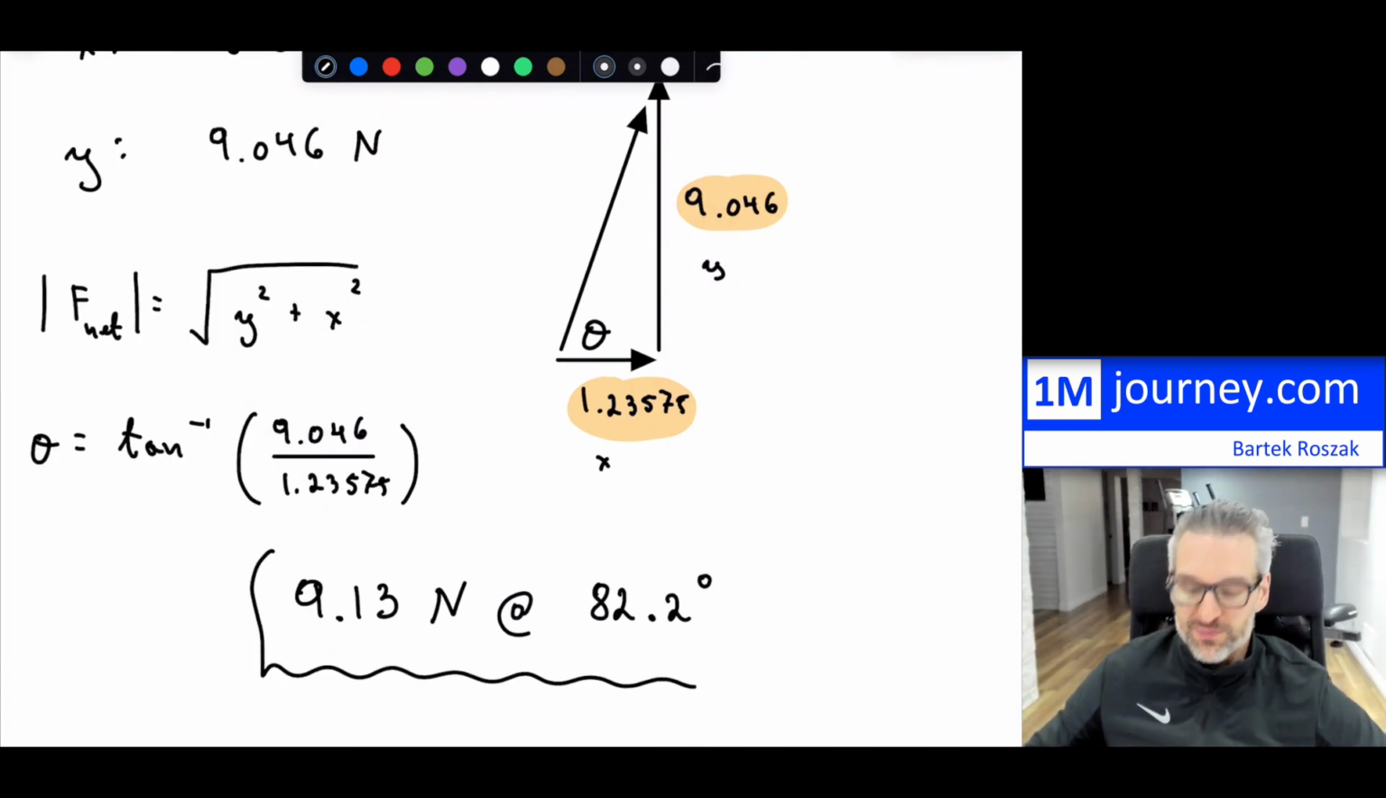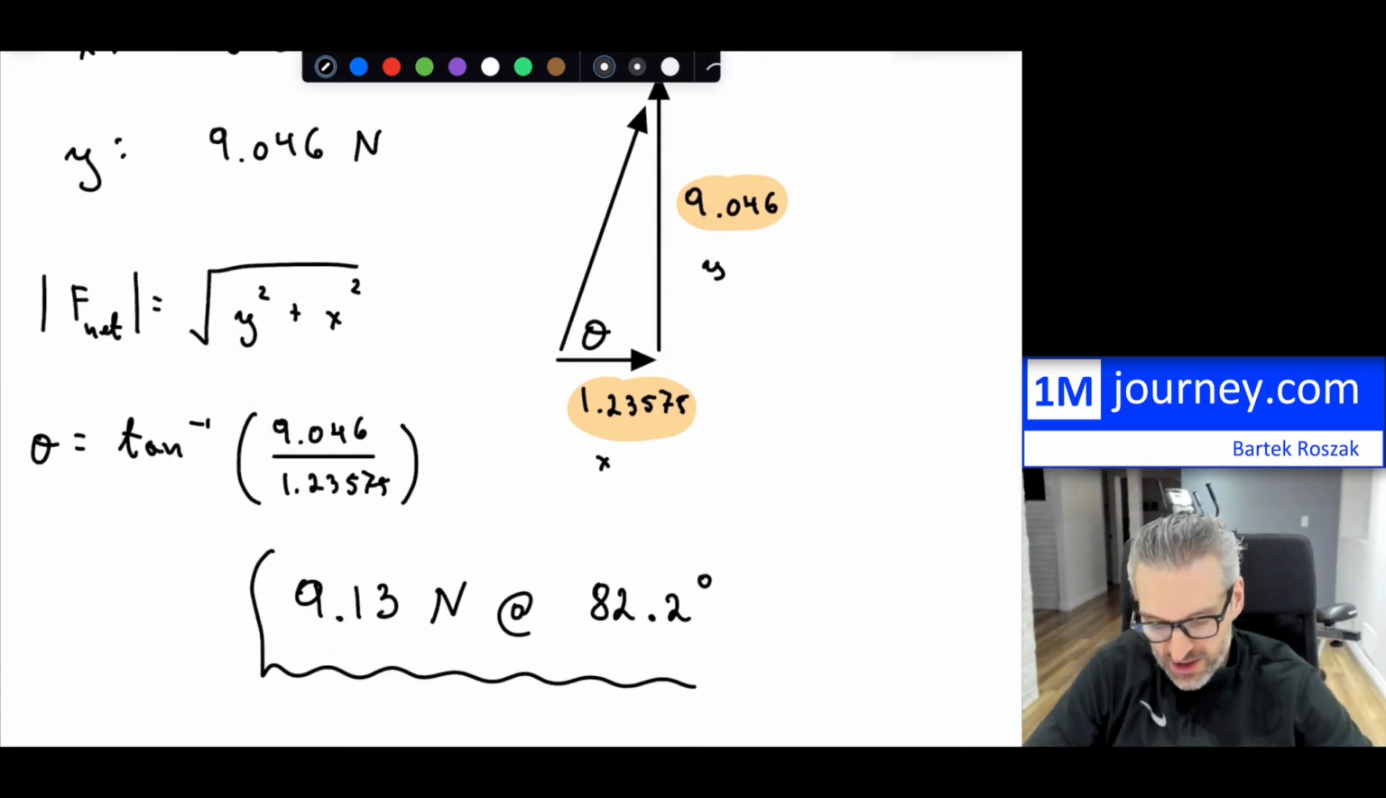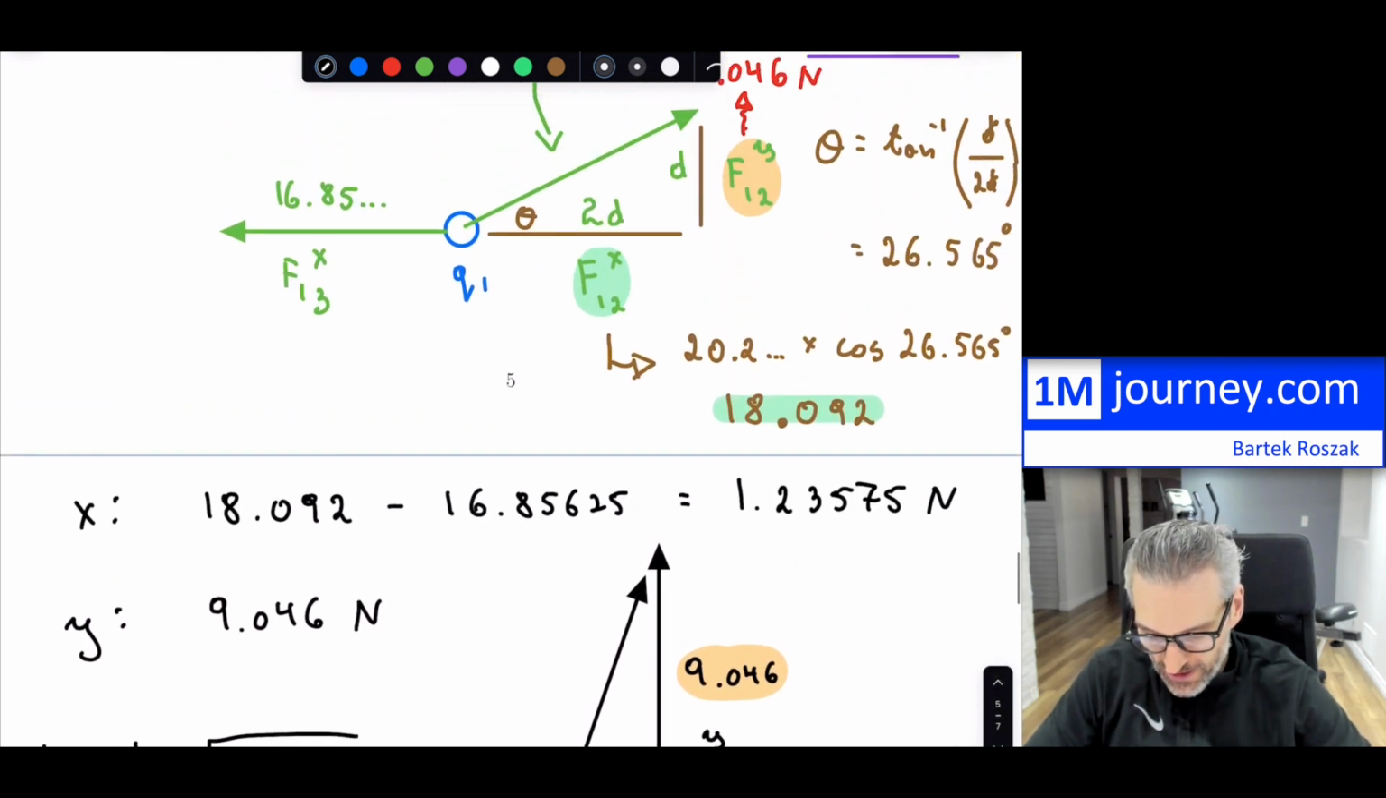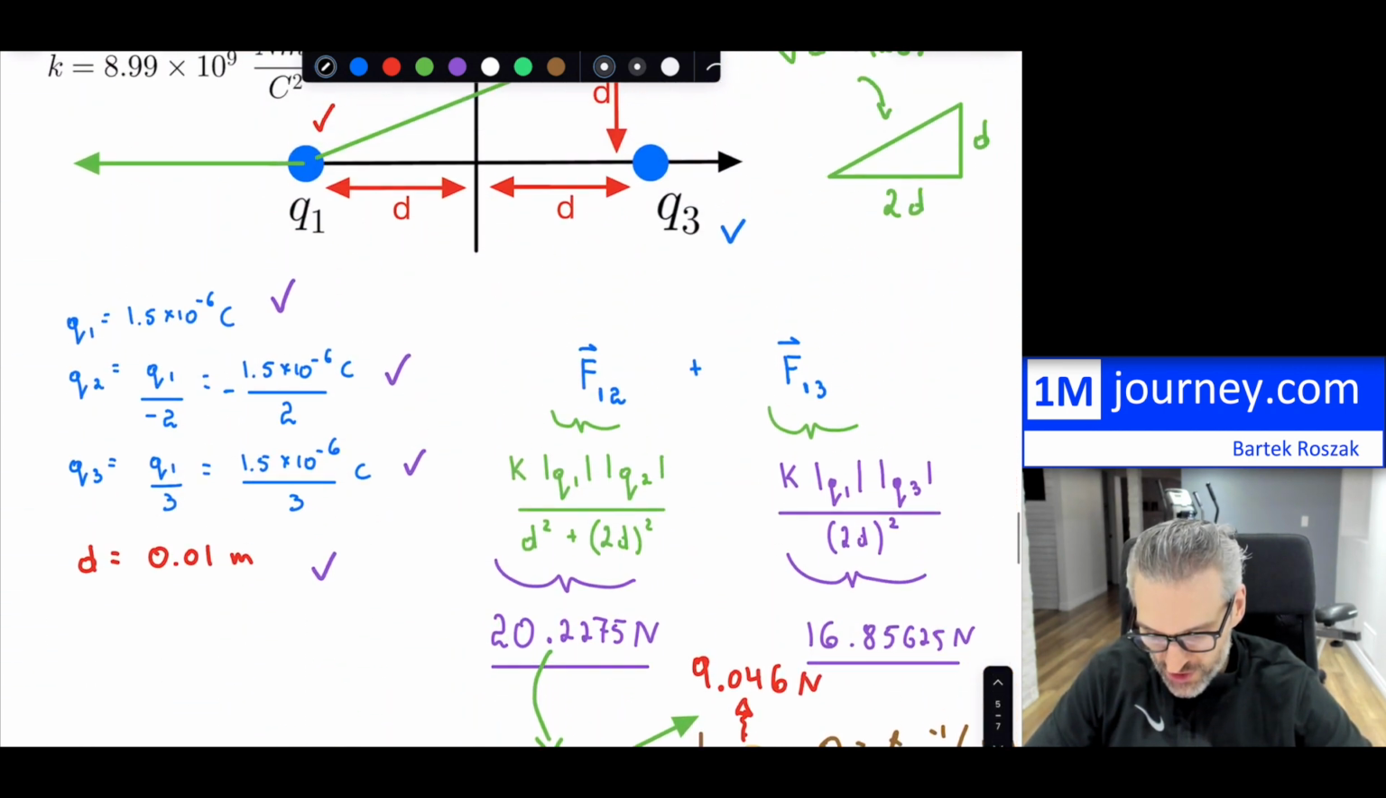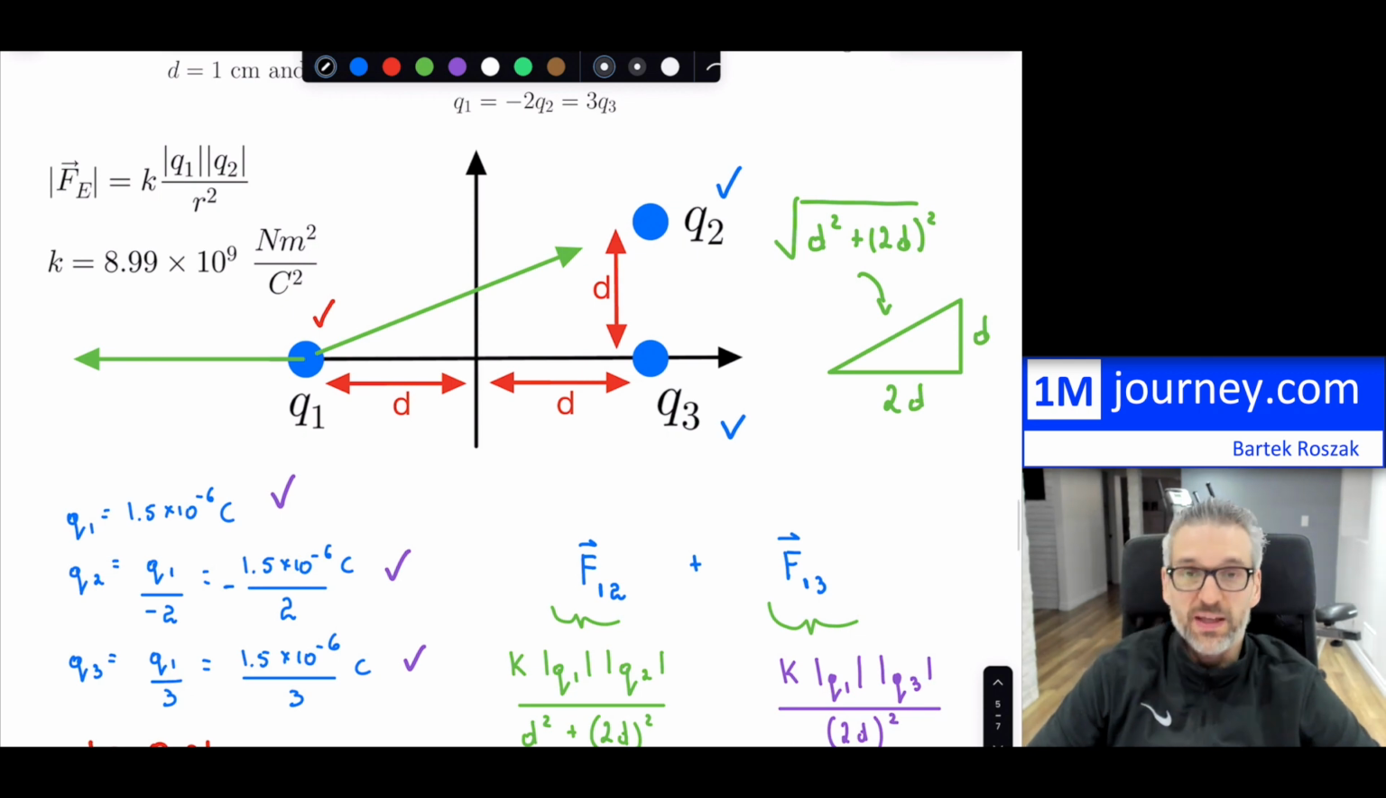All right, so it's quite a bit of work with regards to this, but it's a nice exercise. Once again, because it forces you to go through Coulomb's law and then know what to do with these particular vectors. All right, so that is it for this example.